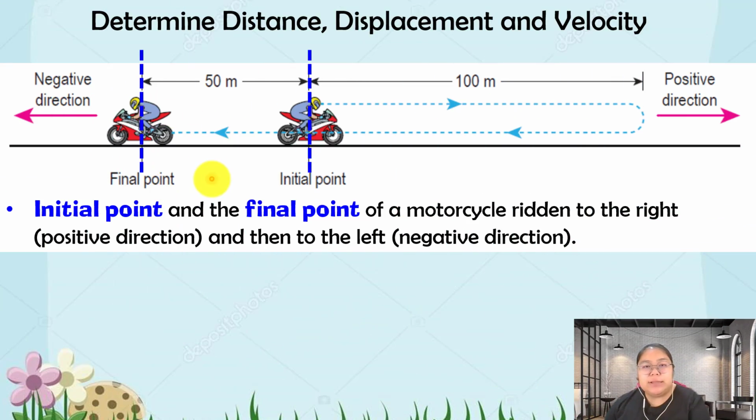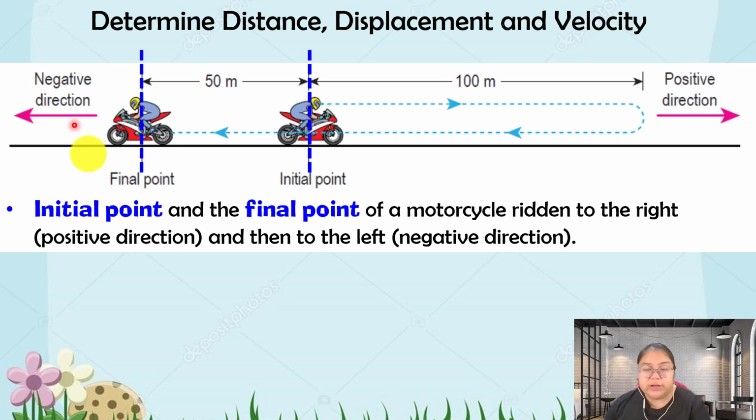Okay, now we are going to determine the distance, displacement, and also the velocity. We're going to see the situation. They say the initial point and also the final point. At the initial point, the motorcycle starts from here and moves to the right hand side, so we take the right hand side as the positive direction. After it moves 100 meters, it turns back, which means now it is the opposite direction. After turning back, it moves in the negative direction until 50 meters away. So in this situation, we need to count the distance, displacement, and also the velocity.